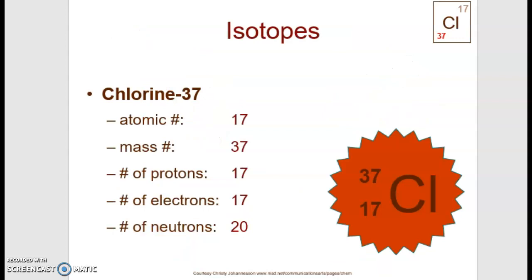Okay, let's look at chlorine-37. Chlorine-37, the mass is 37, and the atomic number is 17. If you look on the periodic table or right here, it gives it to you. The mass is 37, it gives it to you again. That means that you have 17 protons, 17 electrons, and then 37 minus 17, that gives you 20 neutrons. This is an isotope of chlorine because chlorine's mass on the periodic table is 35.